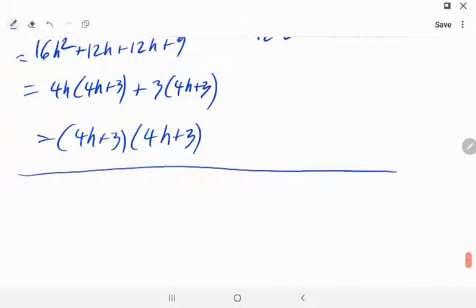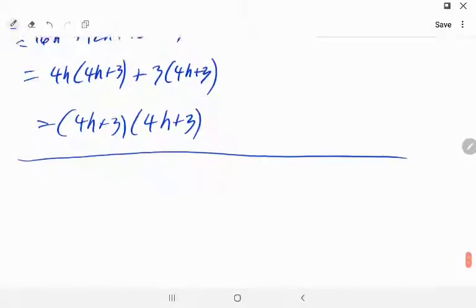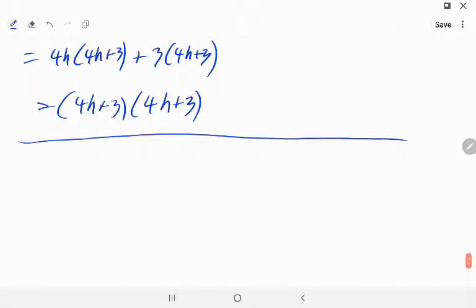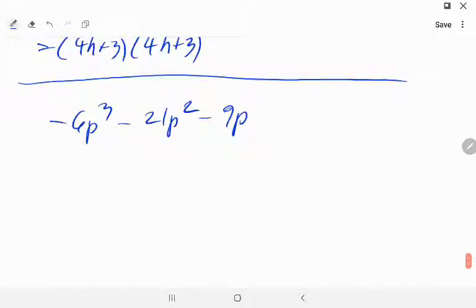Sometimes we'll also notice that we can do some factorization using greatest common factor. That'll make our lives easier. So if we saw something like negative 6p cubed minus 21p squared minus 9p, before we try doing anything with factoring by the AC method, we first notice that there's a common factor of negative 3p. If we factor out that negative 3p, we're left with 2p squared plus 7p plus 3.